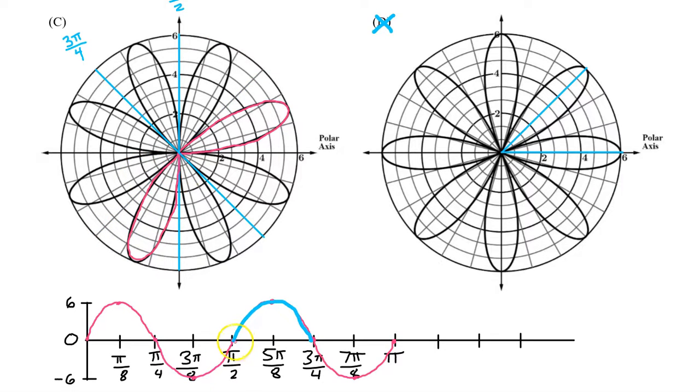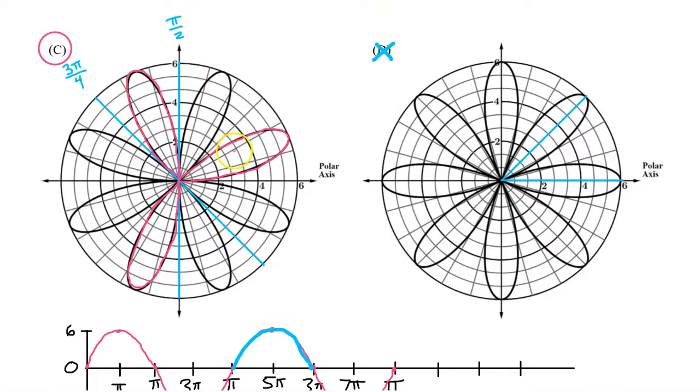From pi over 2 to 3 pi over 4, we expect to see another loop as the r values go from 0 to 6 back to 0. Because of the positive r values, we expect to see a loop in the same direction as the angles, and that is exactly what we see. This is more than enough to be confident that the answer is C.